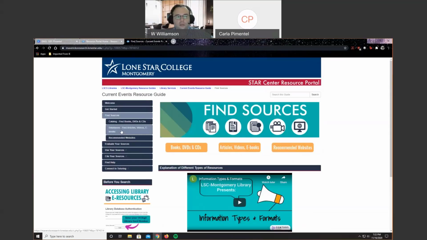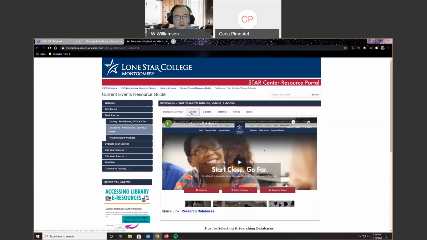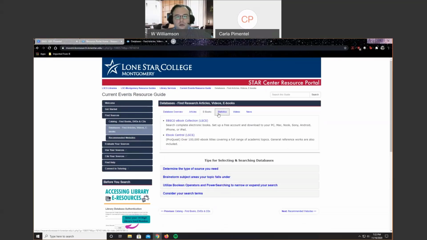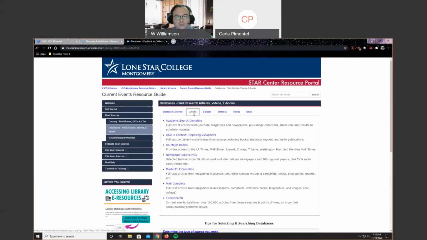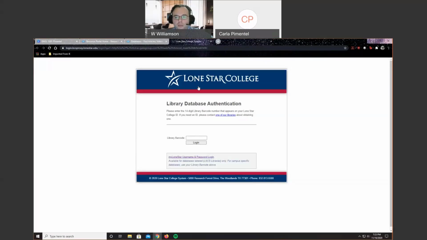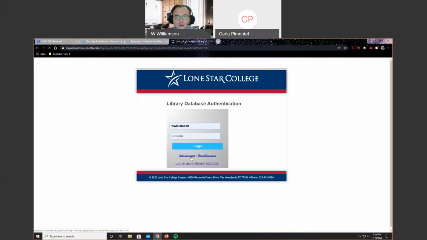Okay, if I go to the databases, there's going to be several tabs here where information is divided up. And the first one I'm going to look at is opposing viewpoints. And I just kind of want to give you an idea of some of the various databases we have and what they may look like. And again, I'm off campus currently, so it's going to ask me to log in. You can either use your library barcode, or you can go to this link here and log in with your My Lone Star.